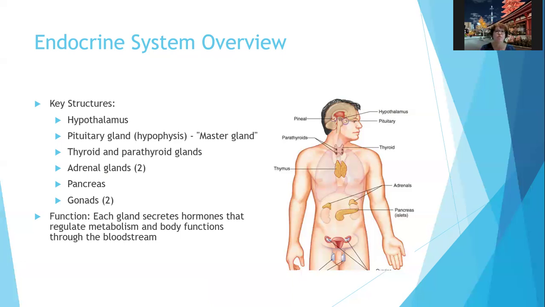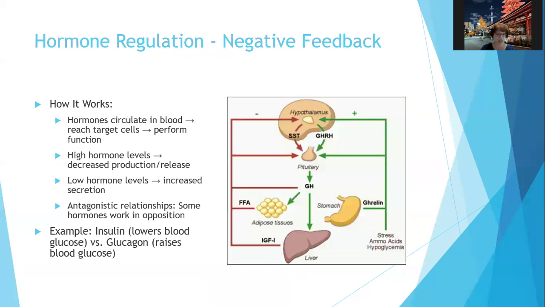So each gland secretes hormones that regulate metabolism and body functions through the bloodstream. So the nervous system is doing its job, the endocrine system is doing its job. They're all working together. So the hypothalamus, strictly speaking, is part of the nervous system, but it controls the endocrine system. So hormone levels in the body are controlled by negative feedback loops. If circulating hormone levels are too high, hormone production and release diminishes. If circulating hormones are too low, then you get secretion from endocrine glands to increase the levels.